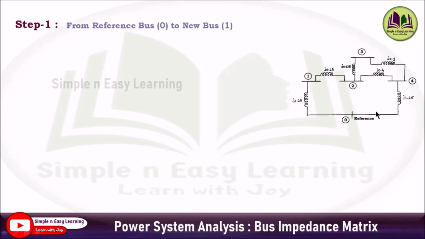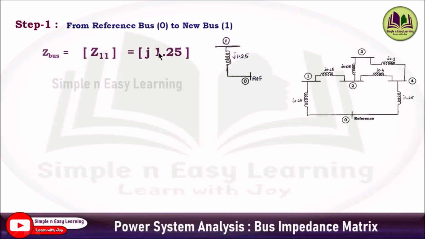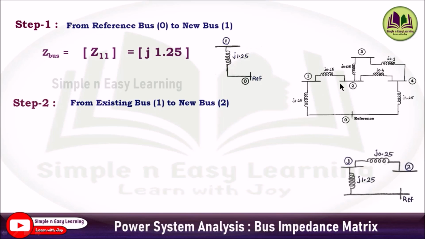Step 1. From reference bus 0 to new bus 1, considering this reactance, Zbus is Z11, a 1 cross 1 matrix, and the value will be J1.25. And step 2, from existing bus 1 to new bus 2, considering this reactance J0.25. In this case, you will be getting a 2 cross 2 matrix, so you will have 4 parameters.